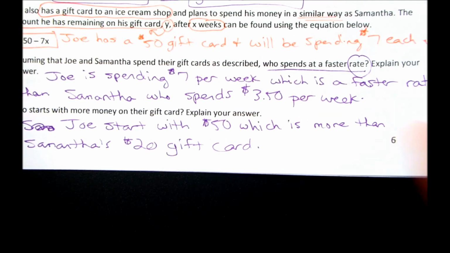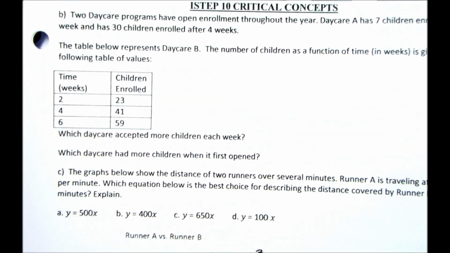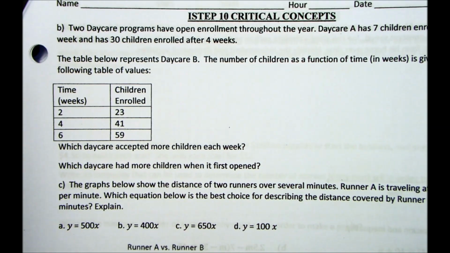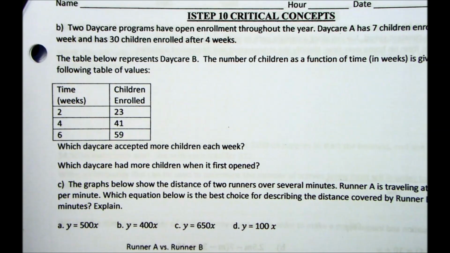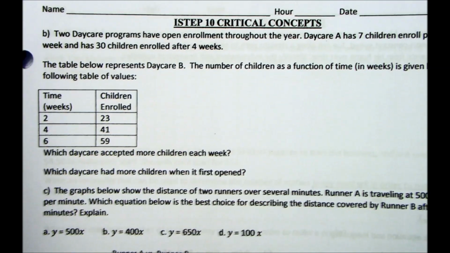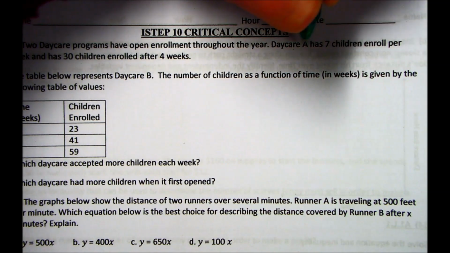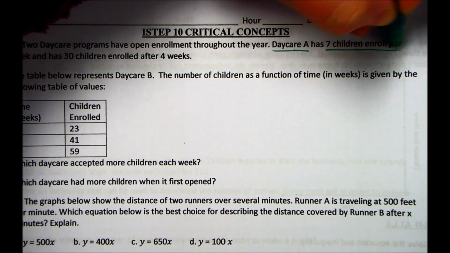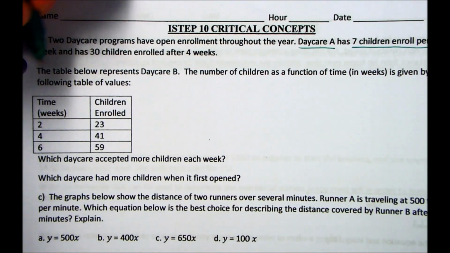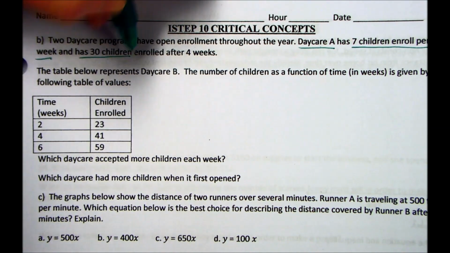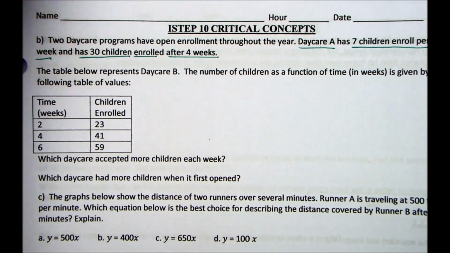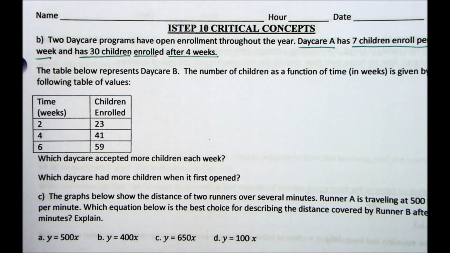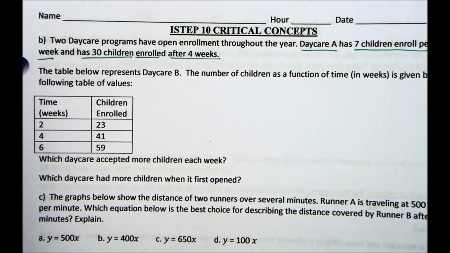All right, so moving on. Still working with linear equations and inequalities in this lesson. Two daycare programs have open enrollment throughout the year. Daycare A has 7 children enroll per week and has 30 children enrolled after 4 weeks. So that's information about daycare A.